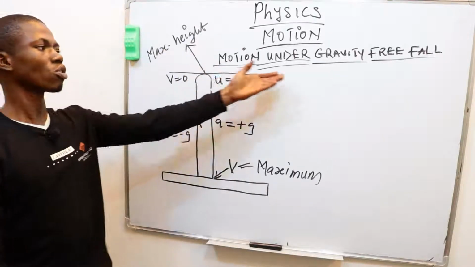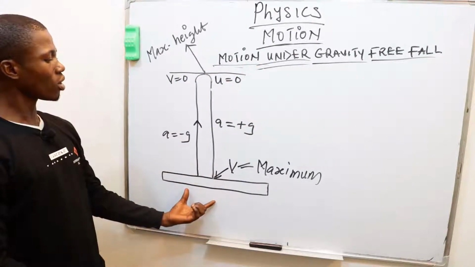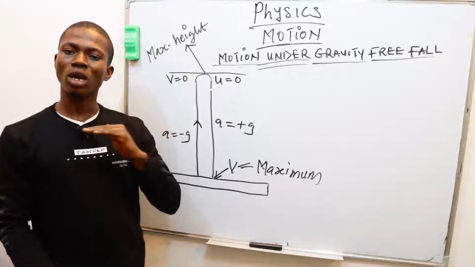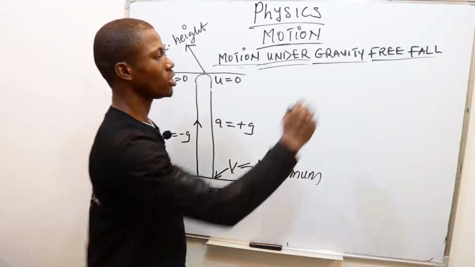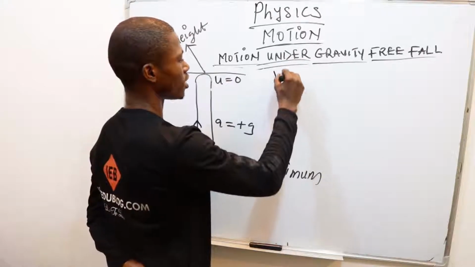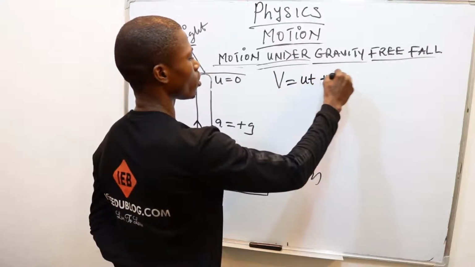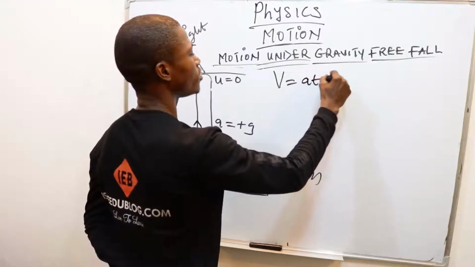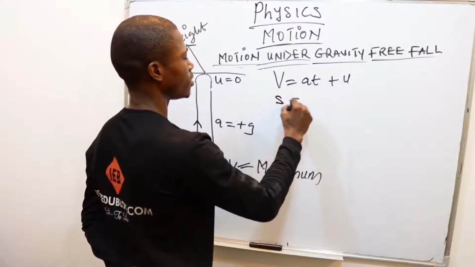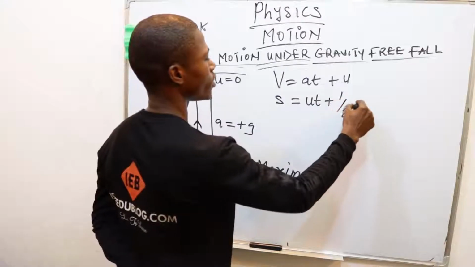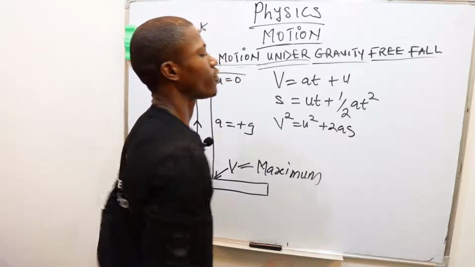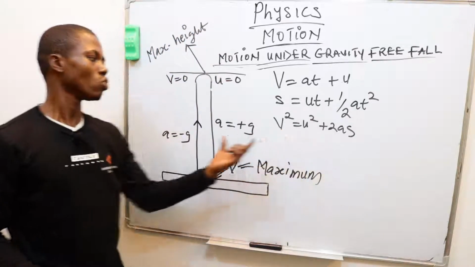So this is it about motion under gravity fall. But every formula that we are going to use in solving motion under gravity fall is gotten from our linear or uniform motion equations. Our linear equations say that V is equal to U plus AT, and S is equal to UT plus half AT squared. And the final one is V squared is equal to U squared plus 2AS. From here, we are going to derive all the equations we are going to use.